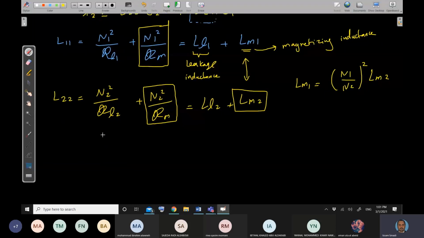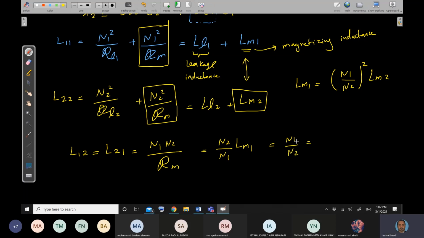The same thing, L12, which equals L21, which equals N1 N2 over Rm, can be written in terms of Lm1 by multiplying by N1 over N2 Lm1, or N1 over N2 Lm2. So simply I can also represent L12 in terms of Lm1 or Lm2.